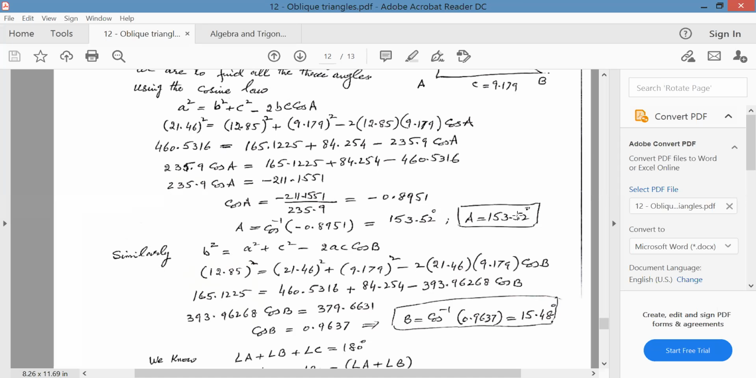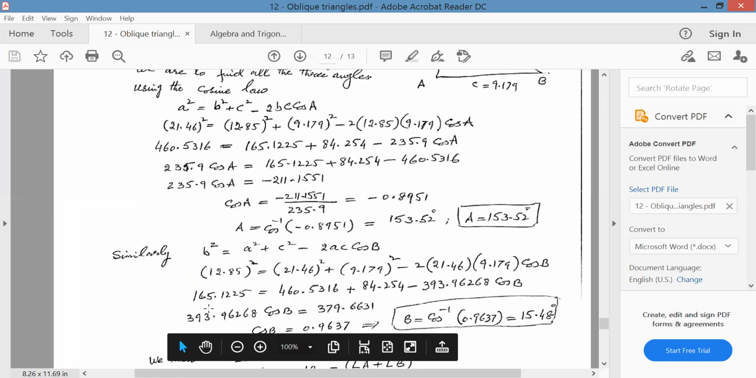Now you need to find angle B also, because you need all three angles. Again we apply the cosine law, or you may apply the sine law that you studied in your example a little bit before. Now the choice is yours. I'm using the cosine law again: B square equals A square plus C square minus 2 times the product of A, C and cosine of angle B. All the three squares you have already calculated.